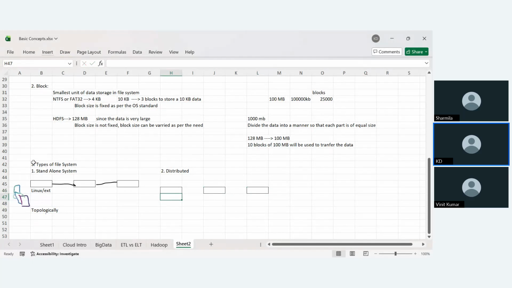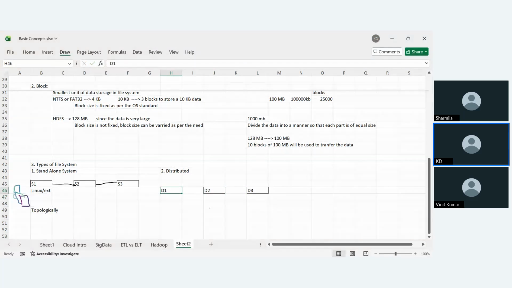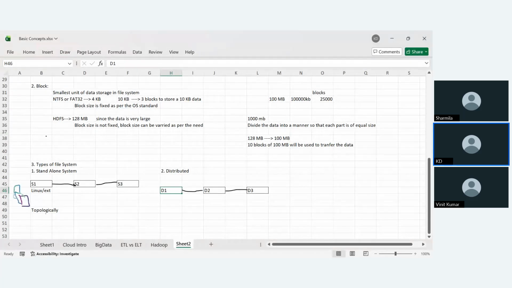Okay, so we have here system one, system two, and system three. In the same way, in a distributed system, this is distribution system one, this is distribution system two, and this is distribution system three. And all these systems are also connected together through the network. So this is connected to this, and this is connected to this.